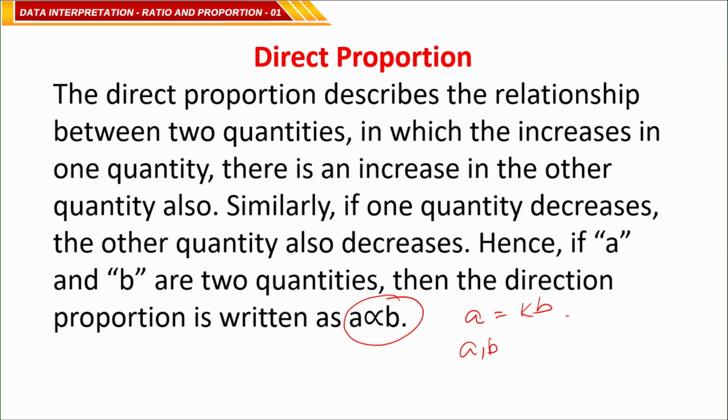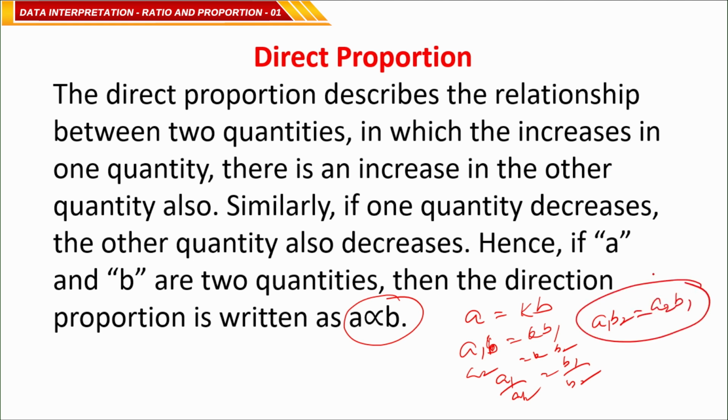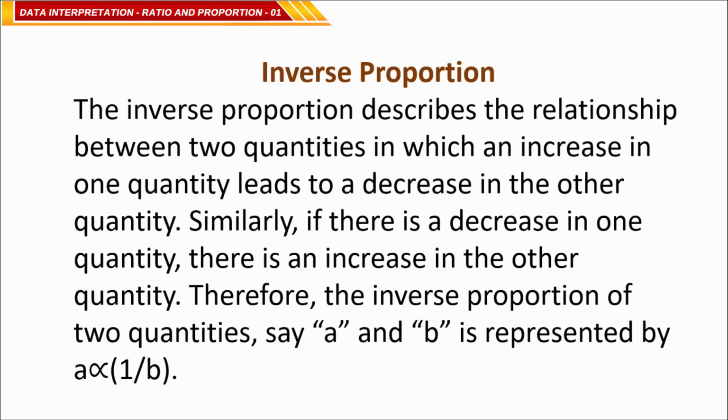Okay, A1/B1 is equal to A1/A2, A1 is equal to KB1, A2 is equal to KB2, A1/A2 equal to B1/B2, or you can say A1 B2 is equal to A2 B1. In any format, you can say this when they are in direct proportion. Is it clear? Okay, now shifting to the next.